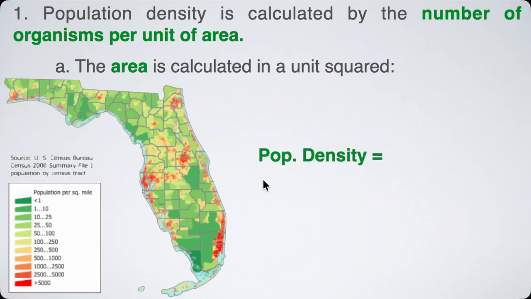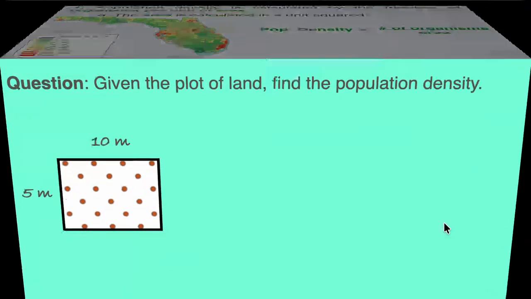In order to calculate population density, it is always going to be equal to the number of organisms divided by a unit of area. And that unit of area can be anything. It can be square meters, square miles, or square kilometers. If we're looking at a box that we made that we put fake organisms in, it can be something like square inches or square feet.